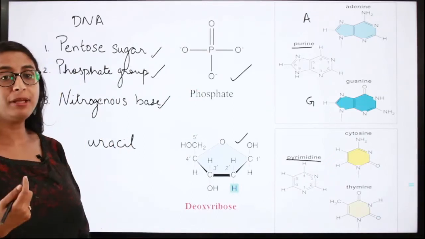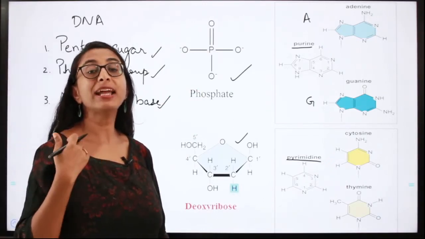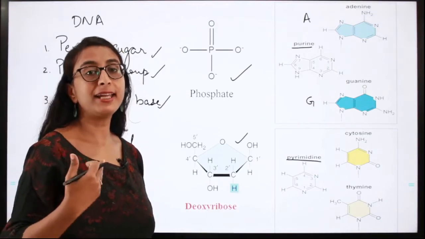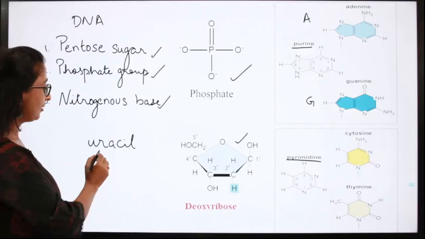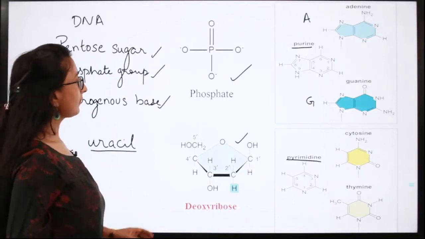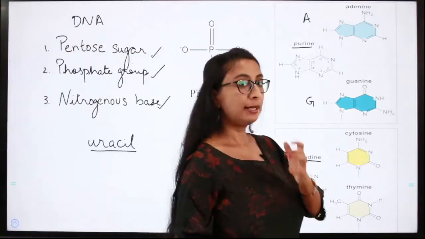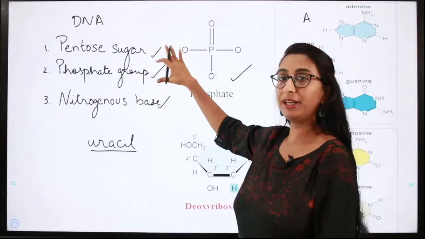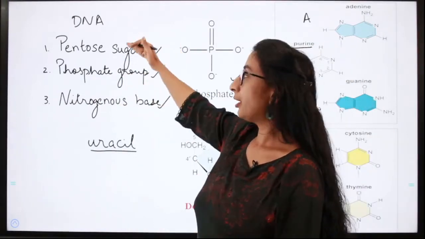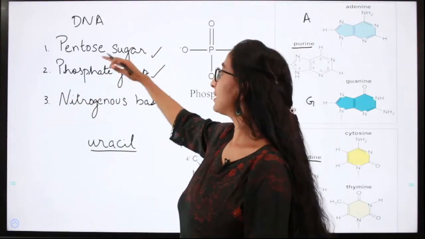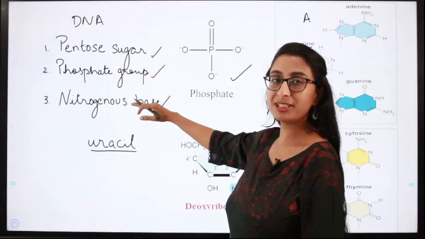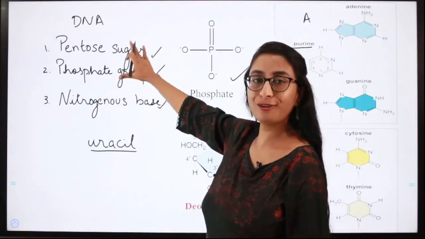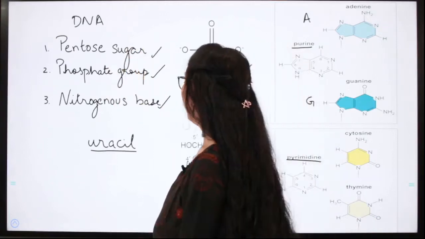Instead of thymine, so in DNA we have thymine, in RNA in place of thymine we have uracil. Okay. So did you understand so much? That is the components of DNA. We have three components of DNA. First is the pentose sugar, then the phosphate group and the nitrogenous base. There's no particular order for this. Okay. Next.